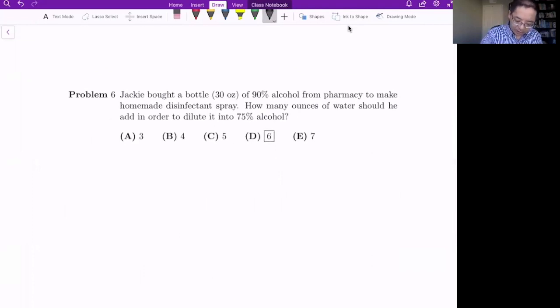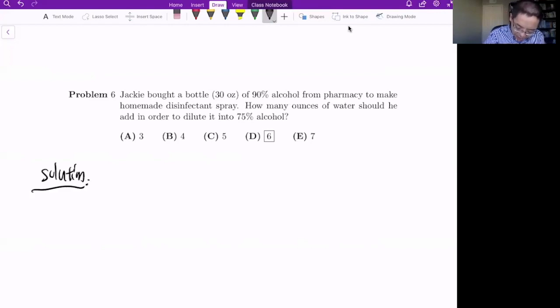Problem number 6. The problem says that Jackie bought a bottle of alcohol from the pharmacy to make homemade disinfectant spray. He wants to dilute the alcohol by adding more water. The question is, how much water does he need to add in order to reduce the percentage of the alcohol from 90% to 75%? So here, what is the key? The key is that during this process, there's one thing that does not change. That is the amount of alcohol. So, solution.